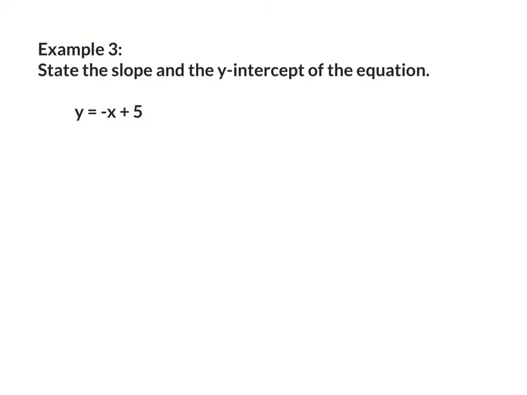Example number 3. State the slope and the y-intercept of the equation. y equals negative x plus 5. So remember, our slope is the coefficient of x. So I know it's going to be negative. However, when you don't see a number in front of the variable, that means there's an invisible 1. So my slope is negative 1. Now my y-intercept is going to be 5.